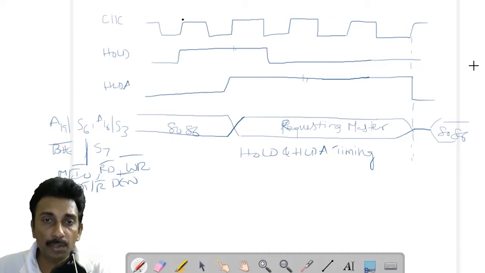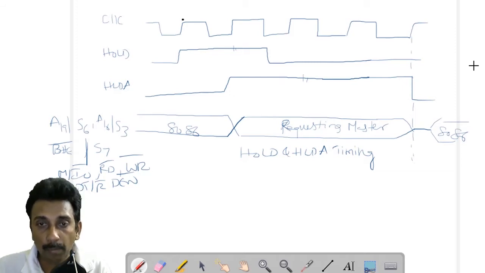In this episode, I will teach you the HOLD and HLDA timing response as well as the request and grant timing response. These two timing responses are essential for any microprocessor, particularly for giving the system bus to other processors or peripheral devices.